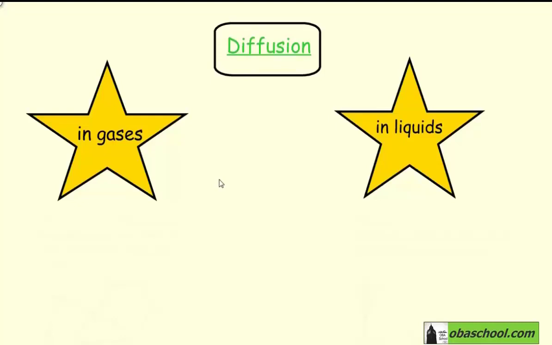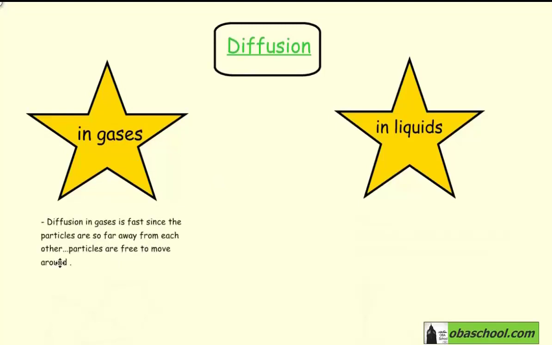We previously said that the particles in the gases are far apart from one another, and there is a lot of cavities between them. This allows anything to move very easily. So, the diffusion in gases is fast, since the particles are so far away from each other. Thus, particles are free to move around.